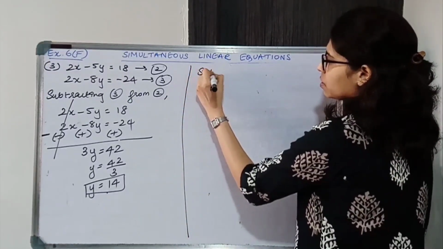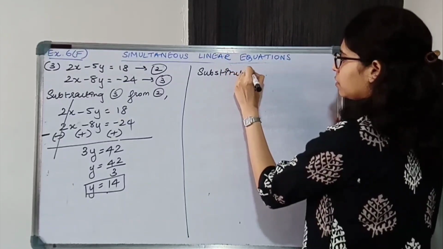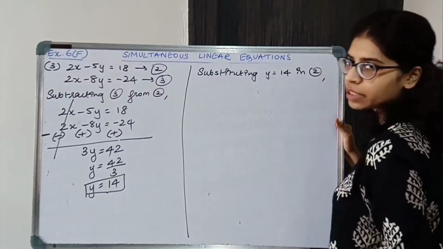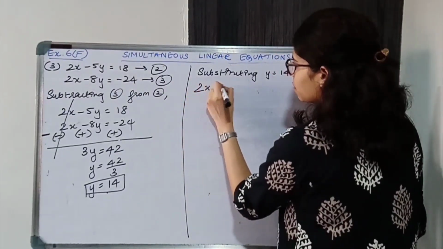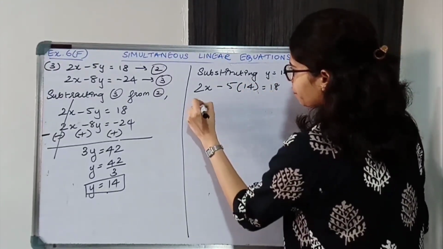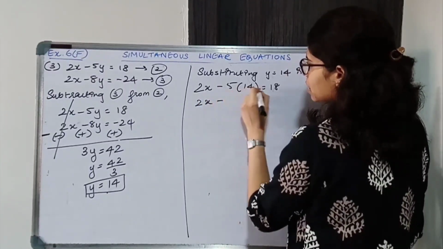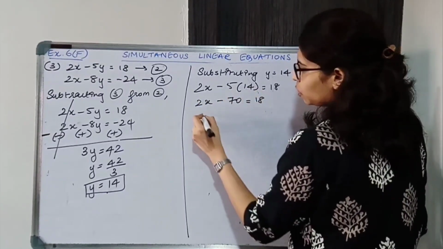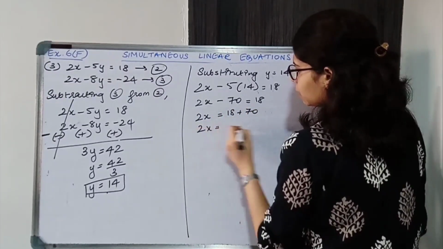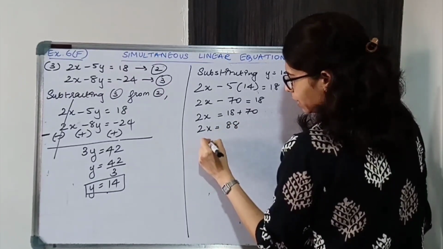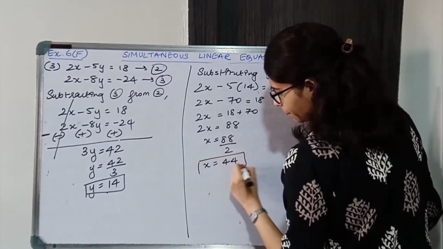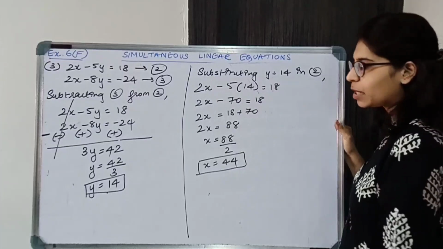So substituting y equal to 14 in 2, I'm substituting it in 2. So 2x minus 5y, y is 14, is equal to 18. So 2x is equal to minus, this becomes 70, is equal to 18. So 2x is equal to 18 plus 70. So 2x is equal to 88. So x is equal to 88 upon 2, that gives 44. So we found the present ages of mother and daughter.